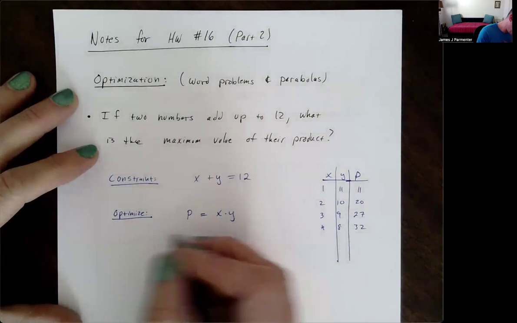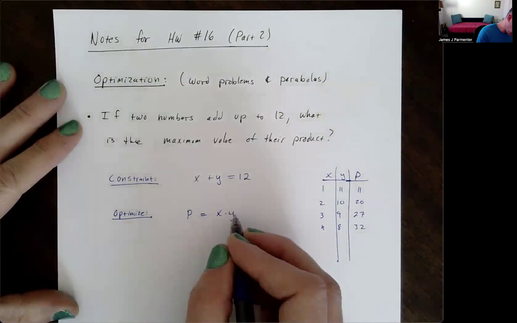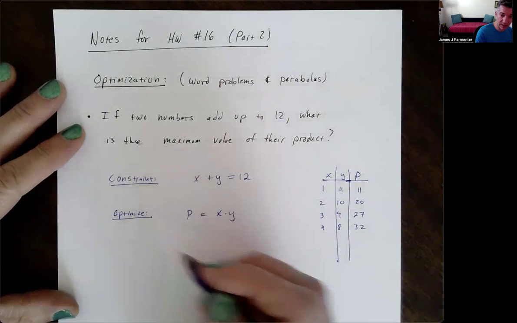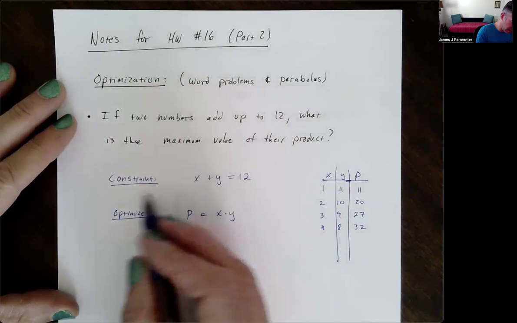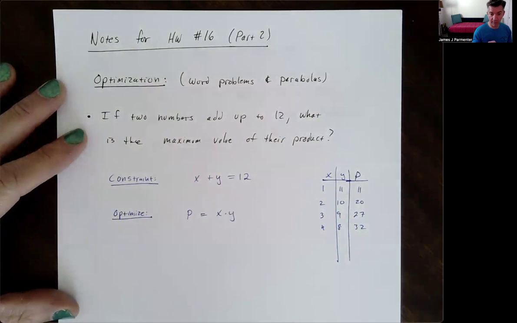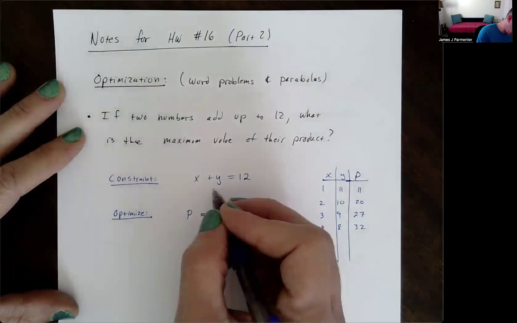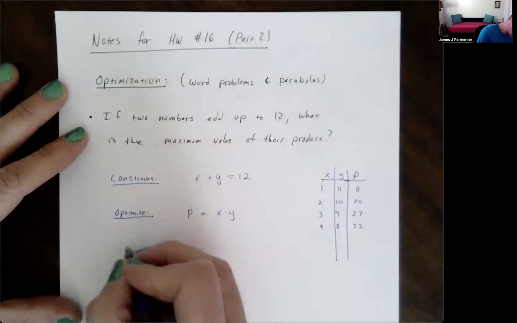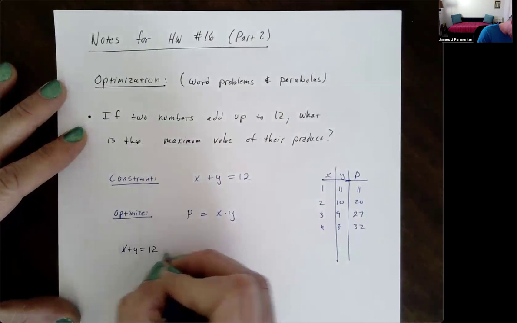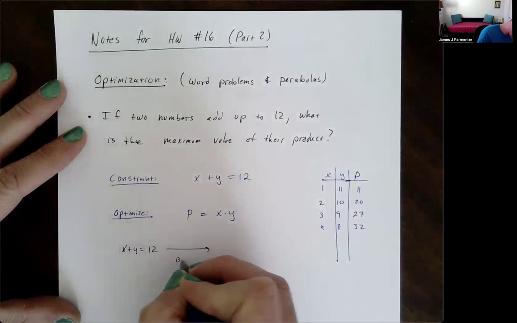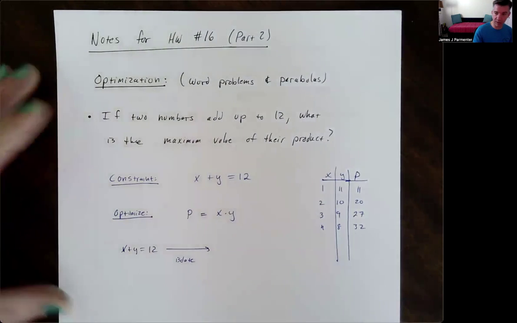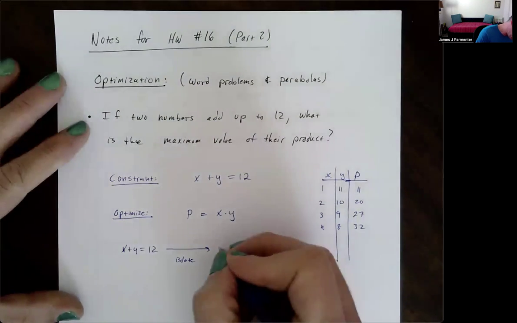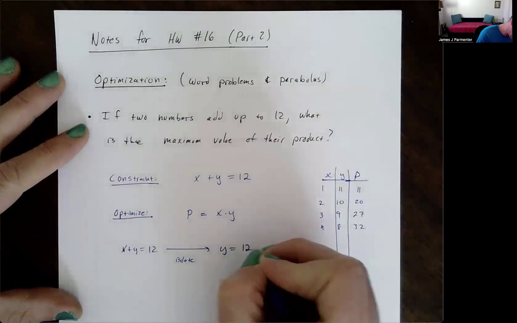Typically, our job is to rewrite the thing that we want to optimize as a function of one variable. What that usually means is taking the constraint, x plus y equal to 12, and isolating one variable. It doesn't really matter which one; pick whichever one you like. I'm going to isolate y. I'm saying that y equals 12 minus x.